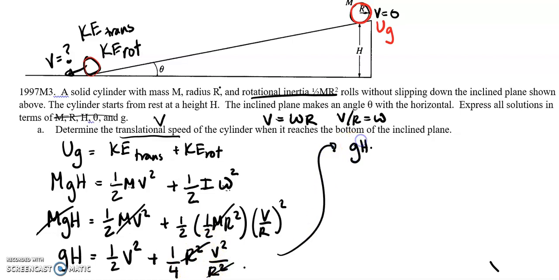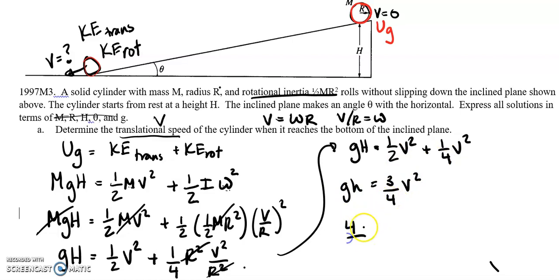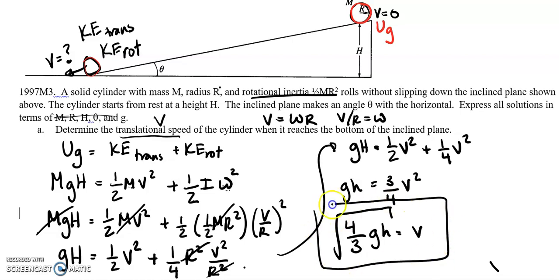So we're left with gh equals 1/2 v squared plus 1/4 v squared. 1/2 and 1/4 is 3/4 v squared, so gh equals 3/4 v squared, and then we can multiply both sides by 4/3. 4/3 gh equals v squared, and then I'll take the square root. So we got our good old answer.